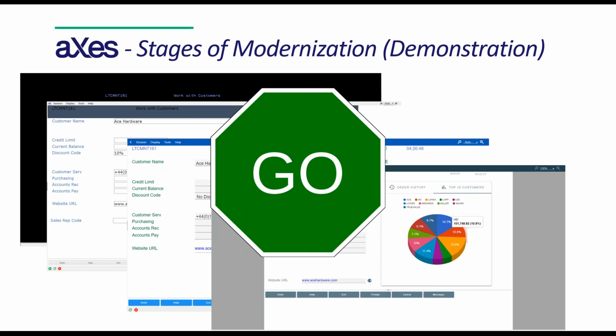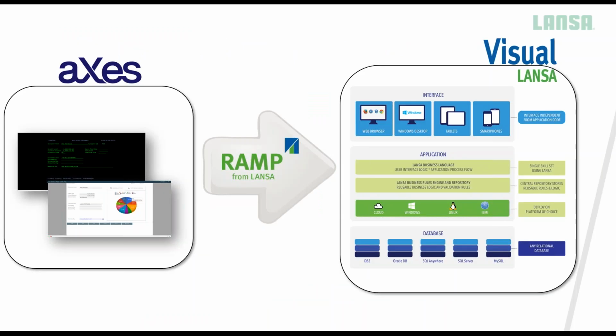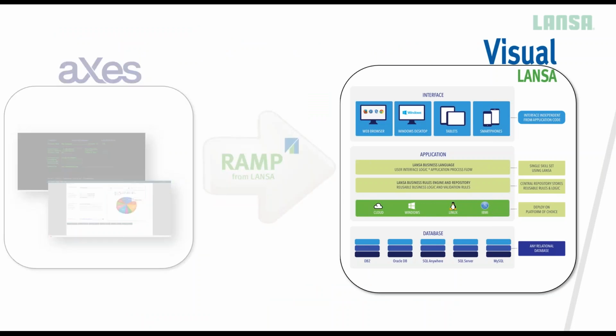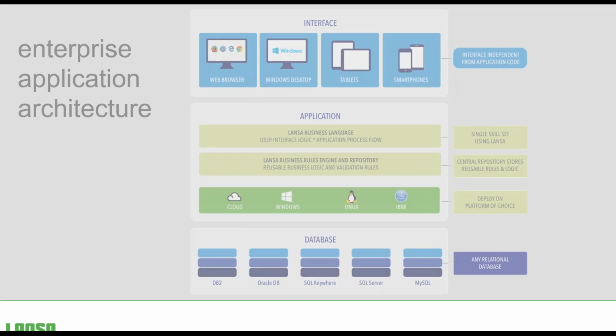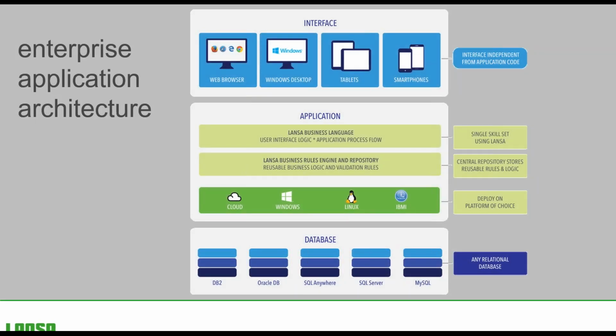So if we go back to the picture that we saw previously, we've seen Axes. Now what I want to quickly do is have a look at Visual Lansa. What is Visual Lansa? Lansa actually started back in 1987, and it was developed by programmers to speed up the development process.